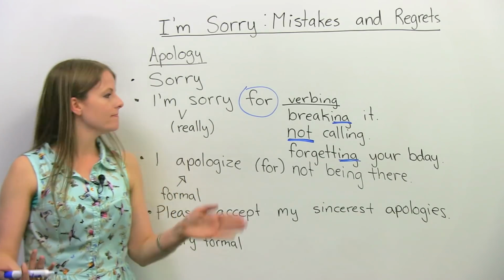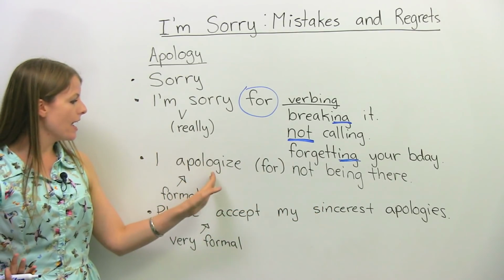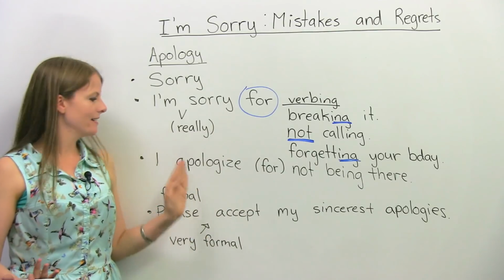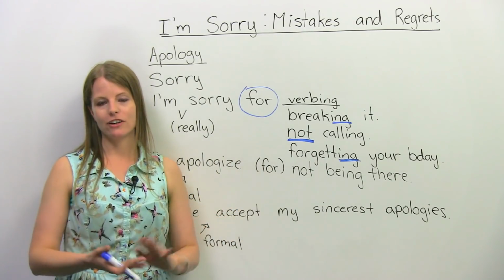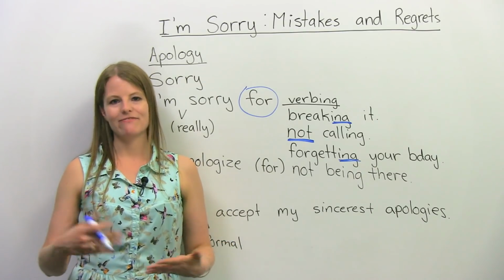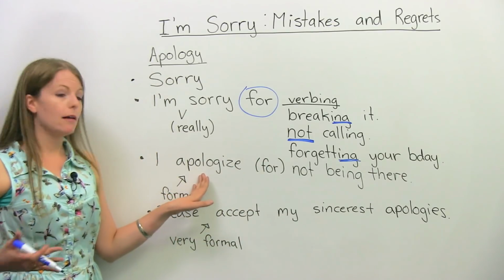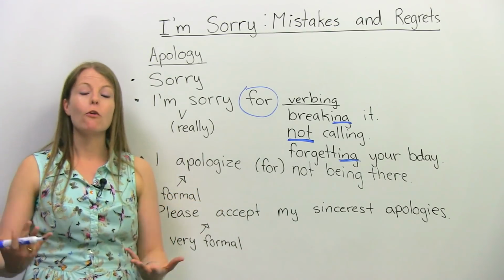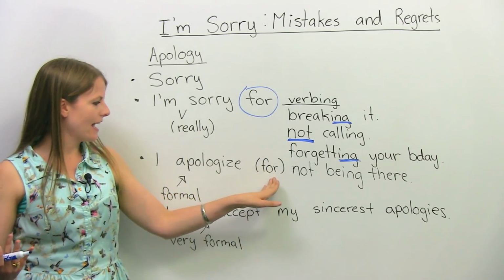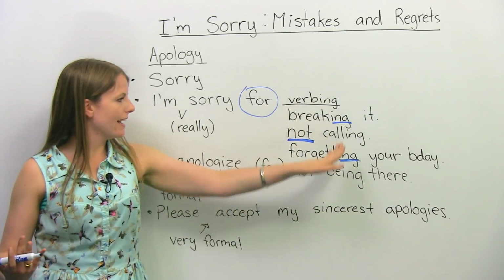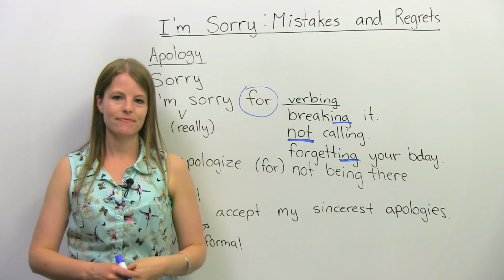And if you want, just like sorry, you can also add the word for and give a reason. I apologize for breaking it. I apologize for missing the meeting. I apologize for being late every day. So if you're going to apologize to your boss, or you're in a formal situation, you can use the word apologize. And then again, it follows the same rule as sorry for, where you just have the verb with ing.